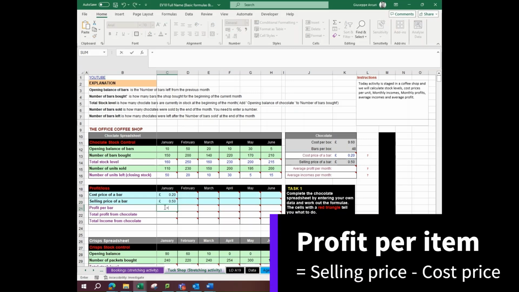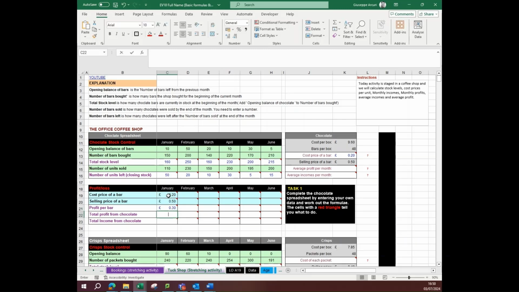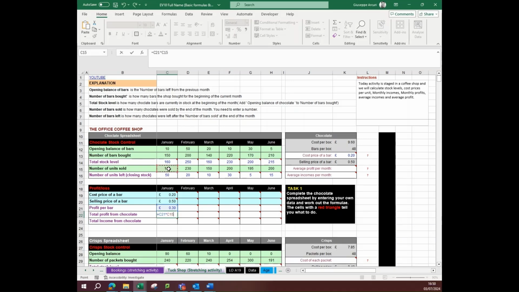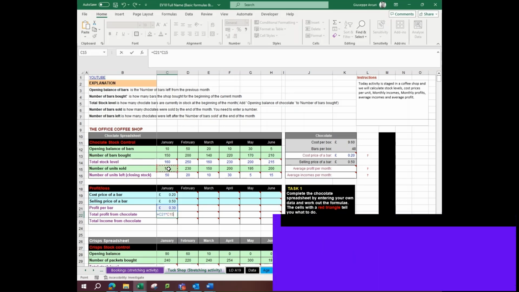To calculate the profit per item, we need to subtract the cost price from the selling price, starting with equal and finalizing with enter. To calculate the total profit per item, we need to multiply the profit per item times the number of units sold, starting with equal and finalizing with enter.